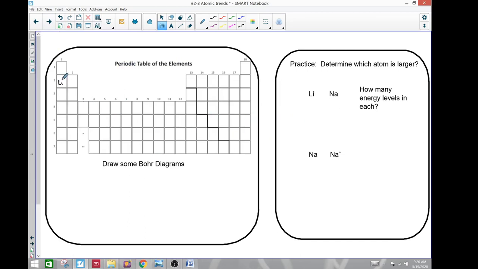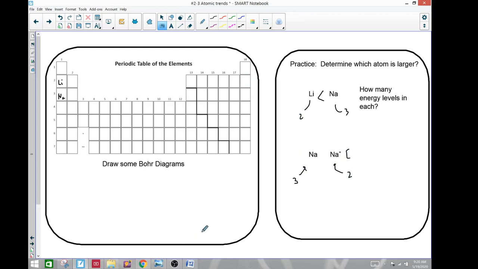Lithium is located right here, and sodium is located right here. So therefore, sodium is bigger. This guy has 2 energy levels. This guy has 3. Na plus, this guy here we just mentioned, has 3 energy levels. This guy only has 2. It's isoelectronic with what back here?